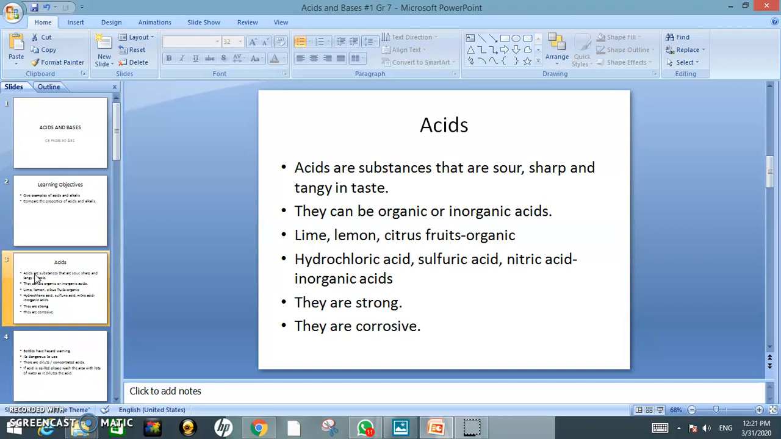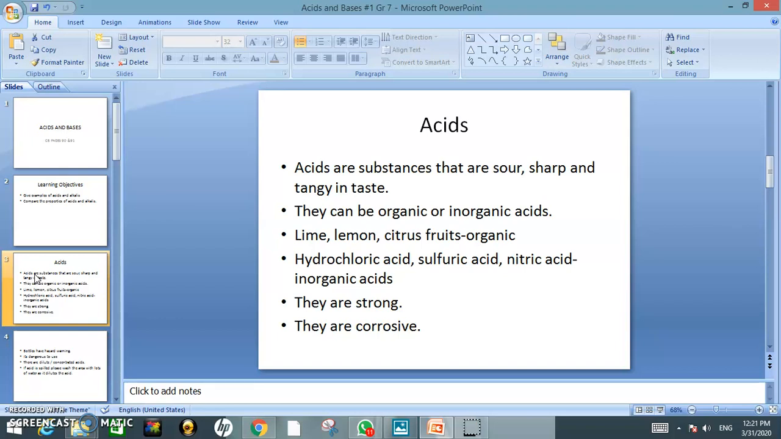Okay? Now, if I tell you the name of the acid in lime, lemon and citrus fruits, it is citric acid. What is it? Citric acid. Now you can understand the name citrus comes from citric. Okay. Now we come to hydrochloric acid, sulfuric acid, nitric acid. These are all inorganic acids.